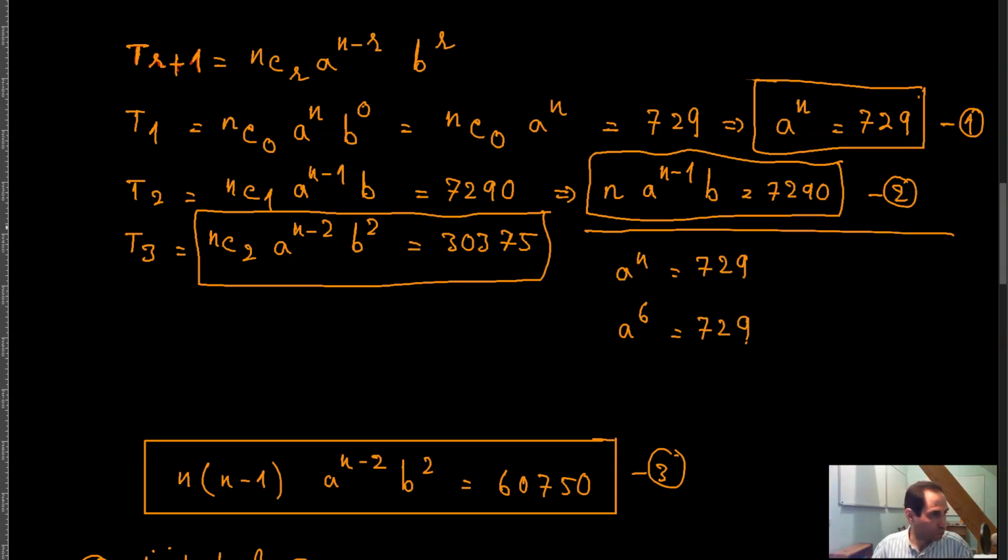So I'm going to create a new layer here, and we have a raised to the power 6 is equal to 729. So what you can do is prime factorize. Of course, you can write a as the 6th root of 729. But this is essentially easy.